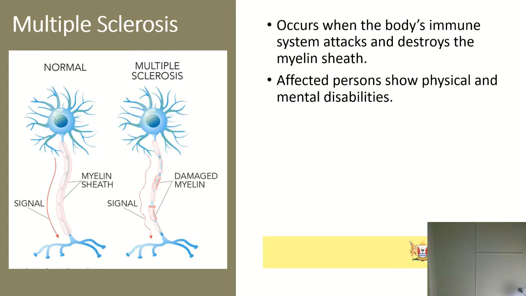Let me not say motor neuron, by the way. All neurons should have a myelin sheath. And now when the immune system attacks and destroys the myelin sheath, the condition that results is multiple sclerosis.